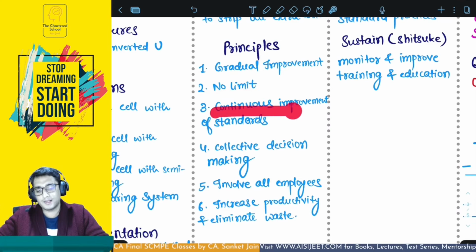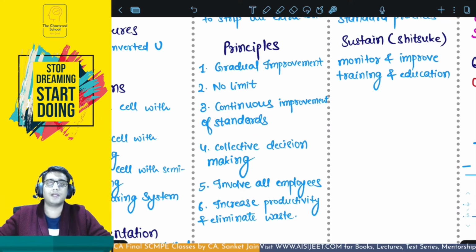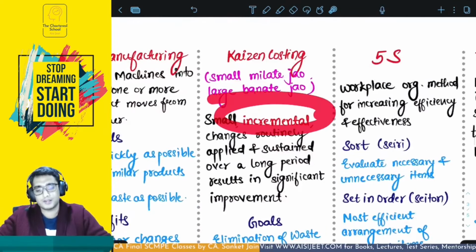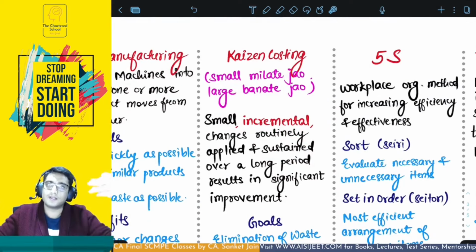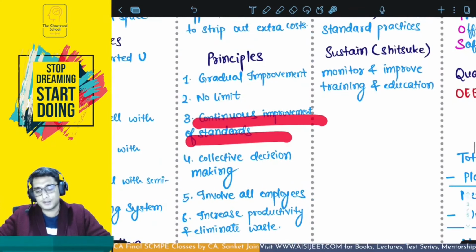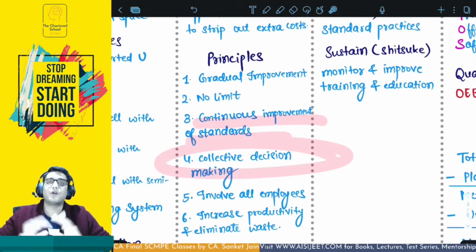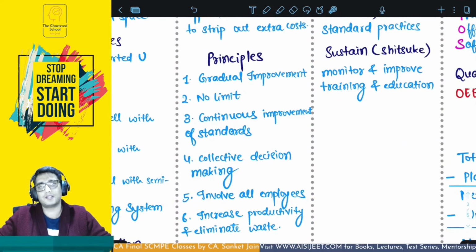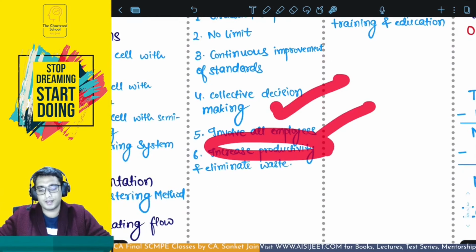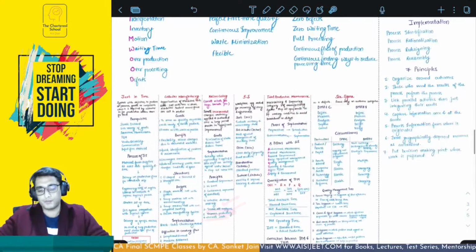Third is continuous improvement of standards, because we do not try to match the standards, we try to challenge the standards under the Kaizen costing system, because what we have to achieve is incremental changes. So once you achieve a standard, you go further, incremental. Okay. So continuous improvement of standards, then collective decision making, in which you involve all the workers, ask them to participate, take suggestions from them. There is collective decision making, involvement of all the employees. This increases productivity and eliminates the waste. Okay, this is the focus of Kaizen costing.